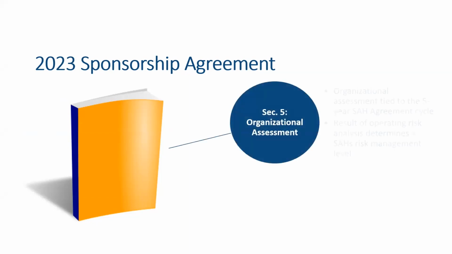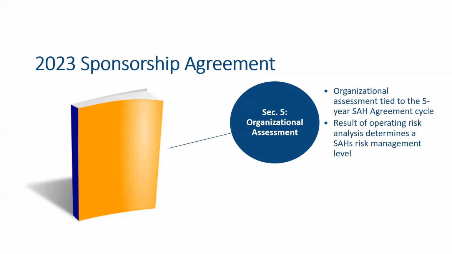The first is Section 5, and Section 5 outlines the organizational assessment process, which you as SARs went through last year in 2022, when you had to complete that form, which detailed how your SARs operated, and you had to go through that specific RSTP training. What Section 5 states is that process is now part of the 5-year sponsorship agreement renewal cycle. So every 5 years, when the sponsorship agreement is scheduled to be renewed, you will have to go through that organizational assessment process again. And that applies to all SARs, regardless of which risk management plan you're in.